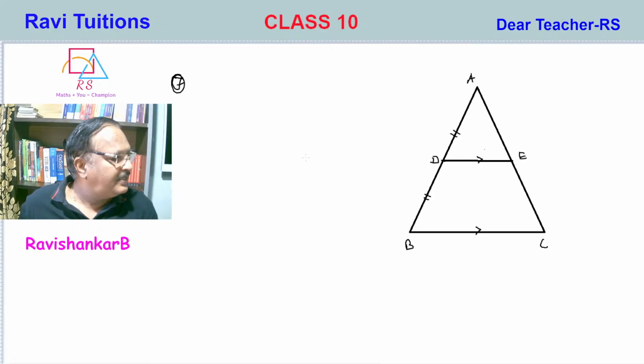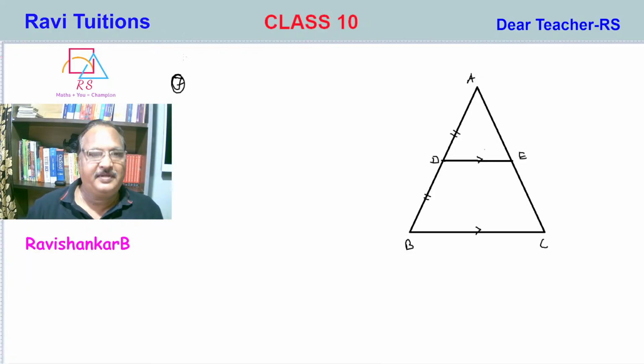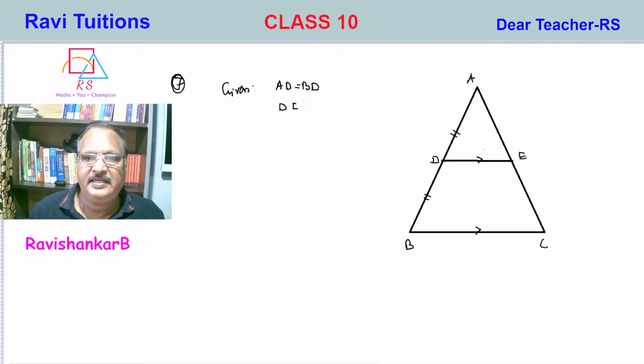Yeah, you said the proof of the converse of question 7 we will tell later. We will do this question first. So in this, two things are given. AD is equal to BD, and one more thing is given, DE is parallel to BC. Now what he is asking us to prove is it bisects the third side. That means you have to prove that AE is equal to CE.